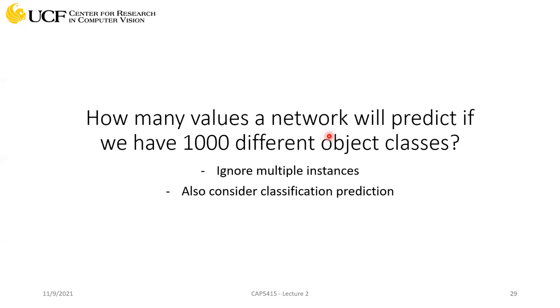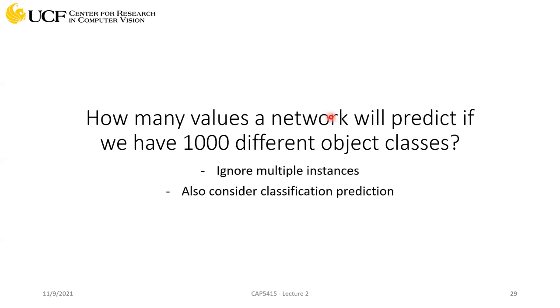Can you explain the second point? The second point is because your network should also tell you which class this object, this bounding box, belongs to. So the classification head. You should also consider the values which are predicted by the classification head. Okay, I think that's enough.